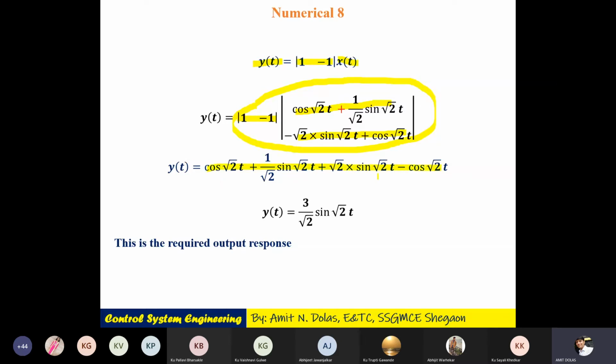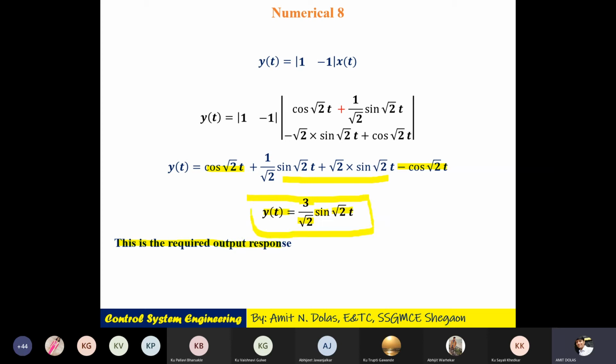Finally, you can see some repeating terms are there that get cancelled. So here is cos root 2t and minus cos root 2t. These get cancelled. Adding the sin terms, you get y of t is equal to 3 by root 2 sin root 2t. So this is the required output response. This is the time response we got, which was asked in the statement.